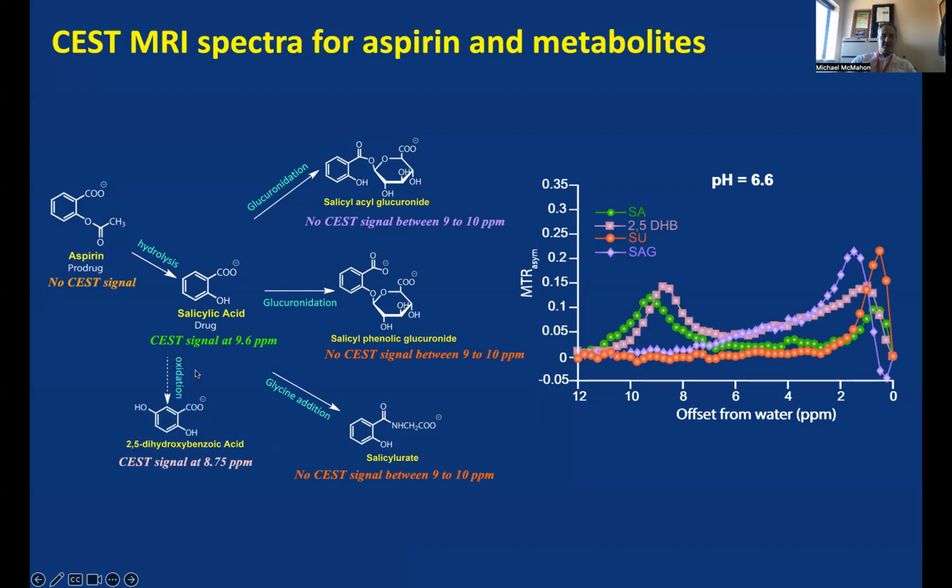And for this other metabolite where this 5 position is hydroxylated, then the chemical shift actually changes from 9.5 to about 8.5 ppm from water.